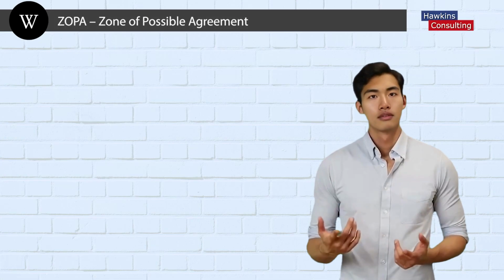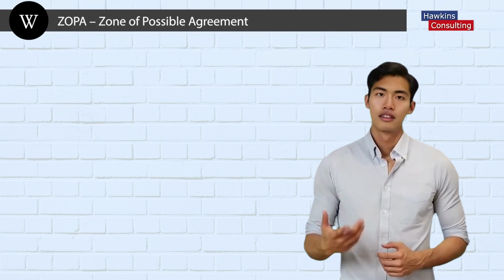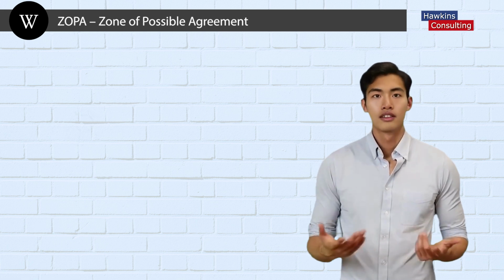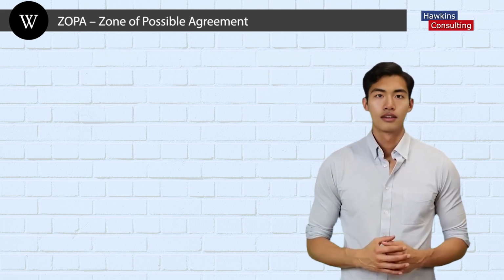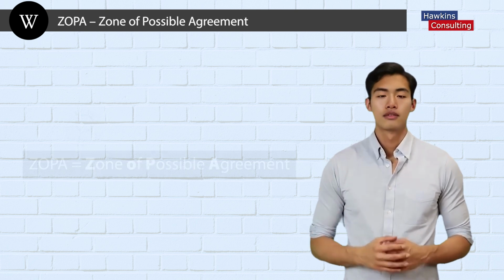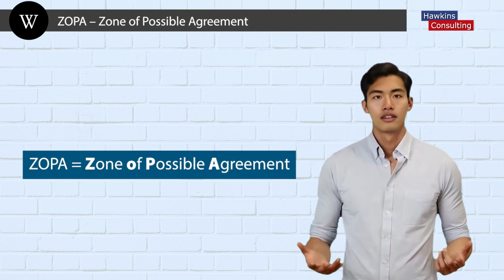Hello and welcome to our brief guide on ZOPA. Today, we'll explore what ZOPA is, why it's important in negotiations, how to identify it, and how to use it effectively. Let's dive in. ZOPA stands for Zone of Possible Agreement.